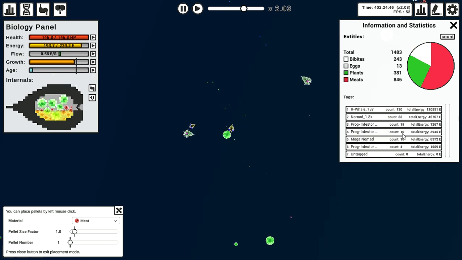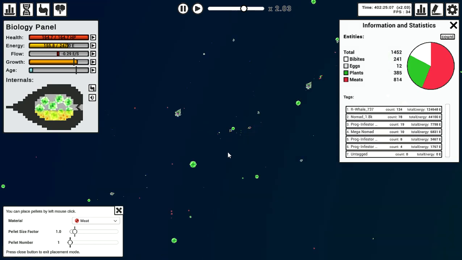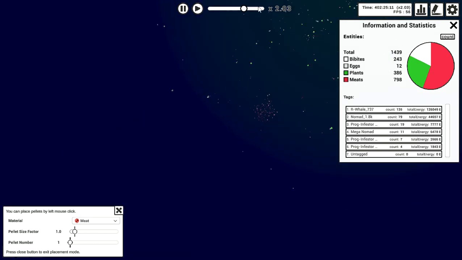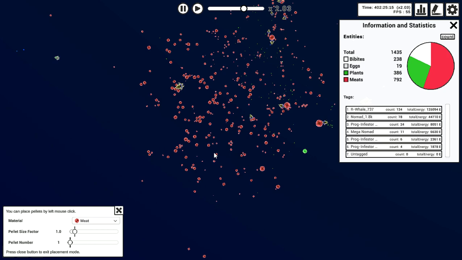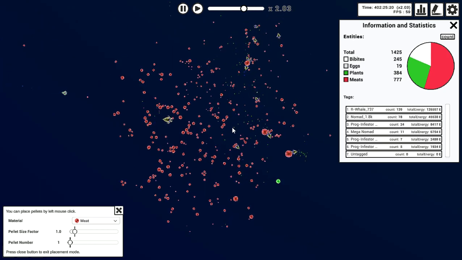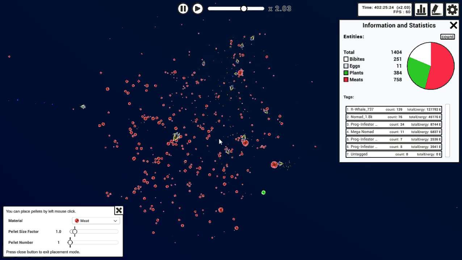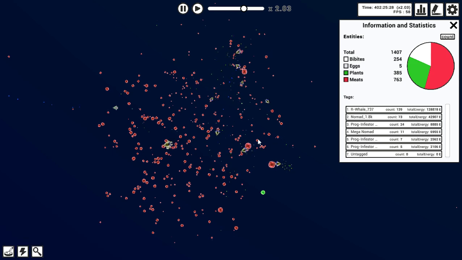We have 10 Mega Nomad babies currently in existence. Probably mostly because of the giant pile of meat. No, I didn't name it Mega Nomad until after the pile of meat, right? What's happened with the pile of meat? I'm curious. There's a whole bunch of nomads in it. Go figure. I don't want to give them more meat.